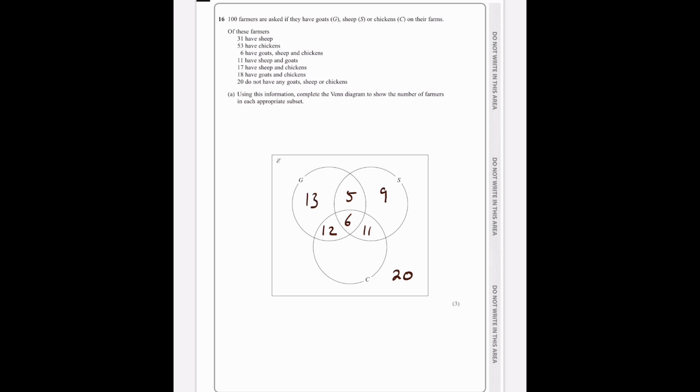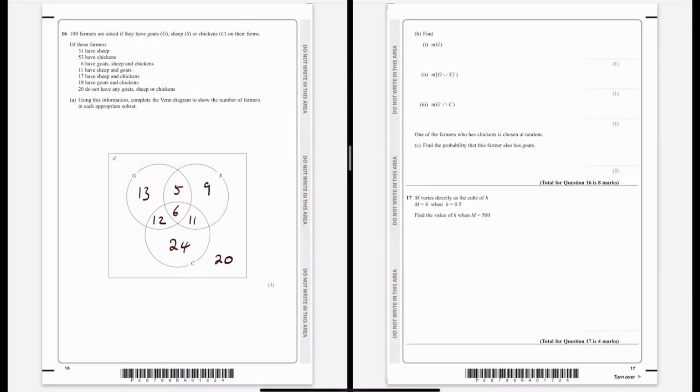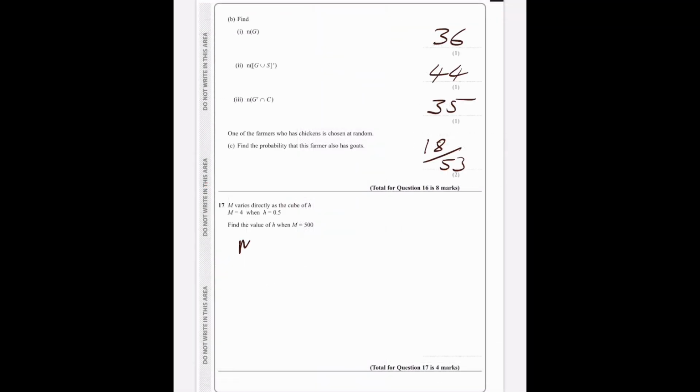And we're going to do a little calculation at the very end, just to find out that remaining value. Alright, the number of elements in G, so sum those in G, that's 36 in there. The number of elements in G union S complement, so goats and sheep complement, that's 24 and the 20. The number of elements in G complement intersect C is 35. And then finally, the conditional probability is 18 over 53.